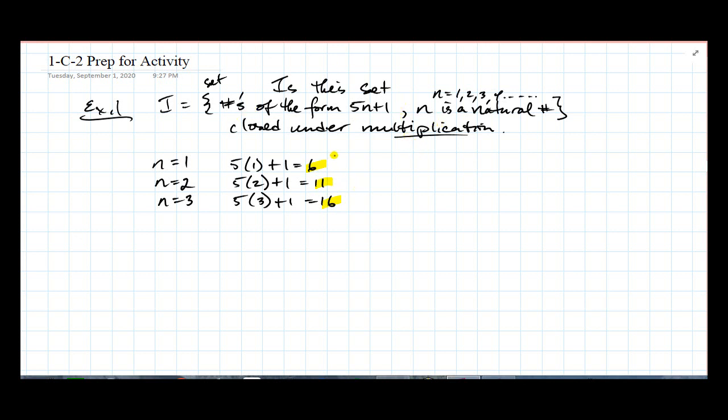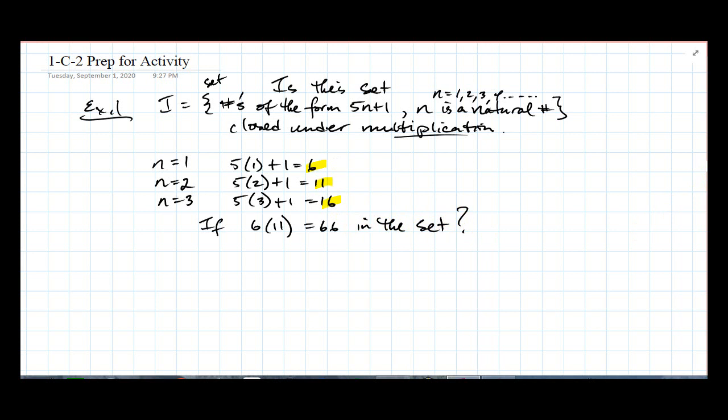The question is if we take any two numbers in here, multiply them together, is that number still in the set? So let's take just 6 and 11 just for fun. So is 6 times 11, which is 66, in the set? That's the big question. So what we could do is keep on going with this list and see if they're in the set. You could do that, and we will do that.